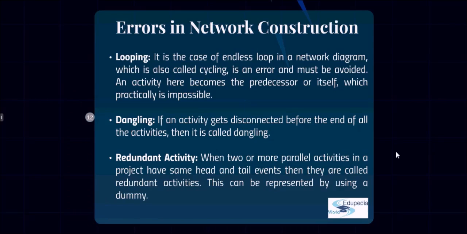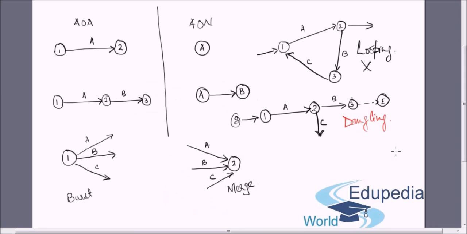And finally we have the redundant activity. When two or more parallel activities in a project have the same head and tail events, then they are called redundant activities, and this can be represented by using a dummy. So here we'll see what is a dummy and what is a redundant activity. Let's say we have events 1 and 2, and we have activities, say A and B. These two are parallel. We see that they have the same start and same end. If we leave it like this, it is called redundant.